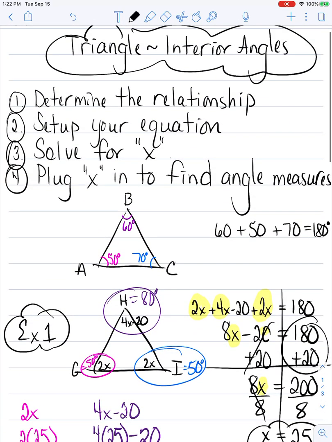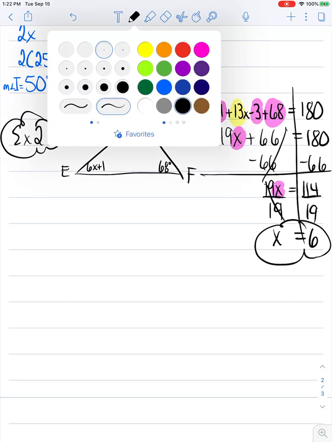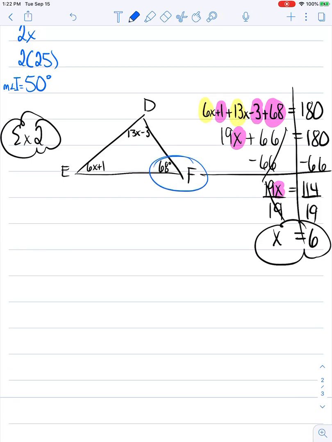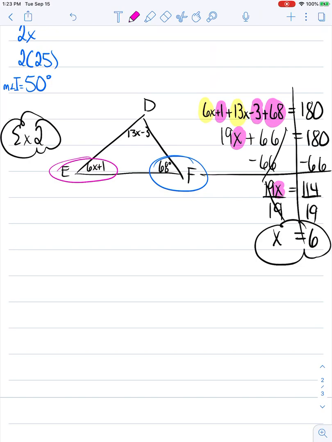And now my fourth step, I'm just looking back at my steps up here. That's what I want you to do if you need to, is look back at your notes. Now I want to plug that in and find my angle measures. Well, guess what? I already have the measure of angle F, so I don't need to do anything for that. So let's find E. So I'm going to say 6 times x plus 1. Well, x was 6. So 6 times 6 plus 1. 36 plus 1 is 37 degrees. So the measure of angle E is 37 degrees.